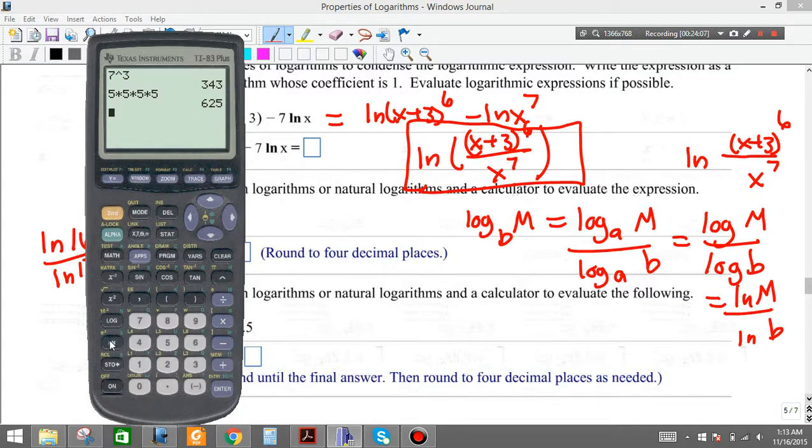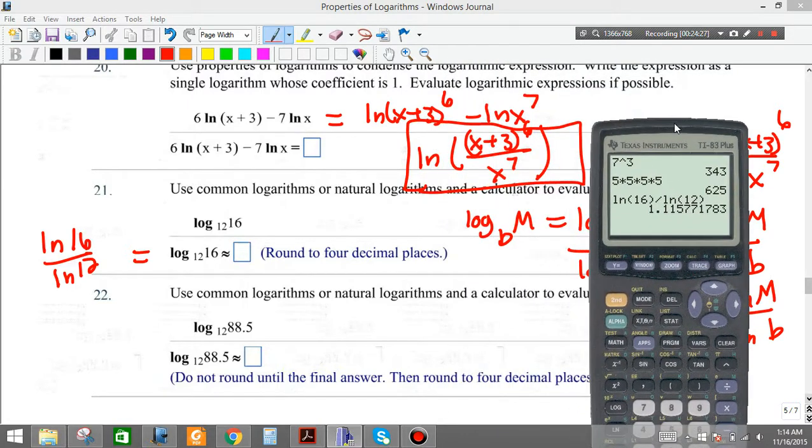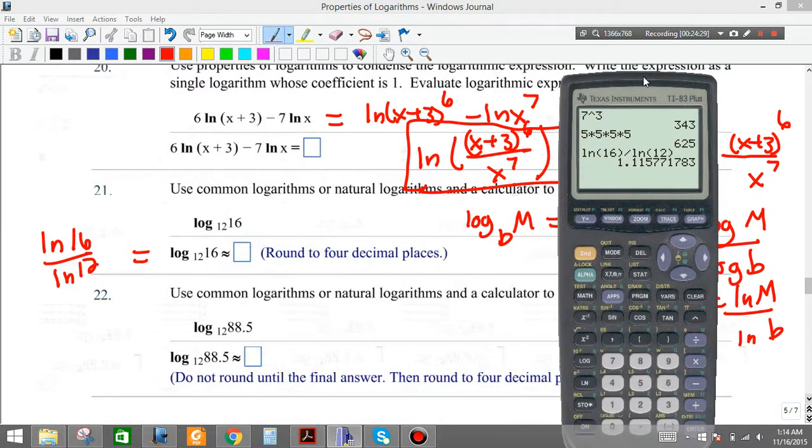There's the ln button there. The natural log of 16. There's the division sign. The natural log of 12. This is going to be an ugly number. And then now we just need to ask, how many decimal places do we need to round? And it says round to 4 decimal places. That's a lot. And that's annoying. But it's 1.1158.